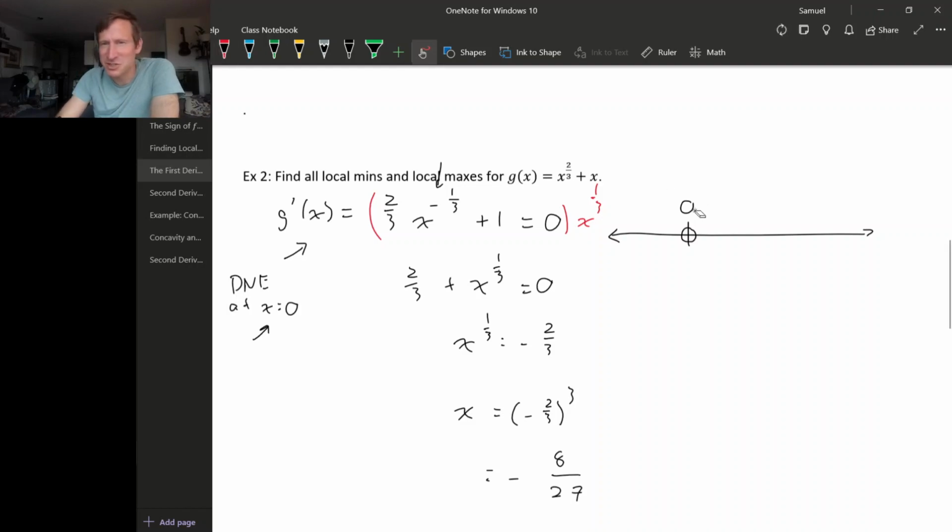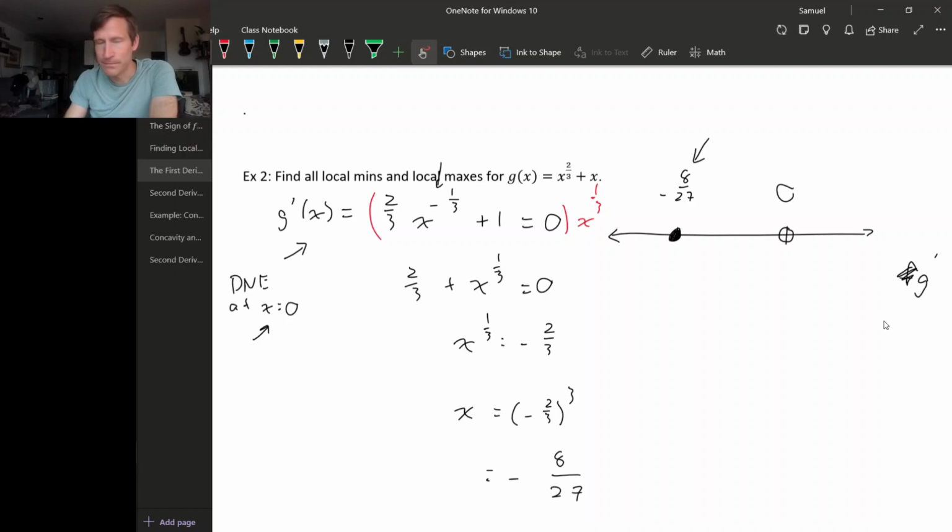So it looks like maybe I should move all of this over to the right a bit just to make some room. So here's 0, the critical number at 0, and then here's the critical number at minus 8 over 27. And minus 8 over 27, this is a critical number where the derivative exists and is 0, so we'll use this solid dot. All right, so now we can finish building our sign chart for the derivative, g prime.